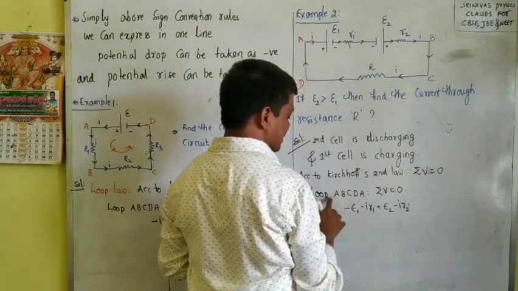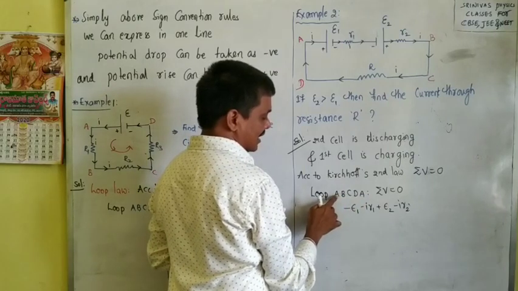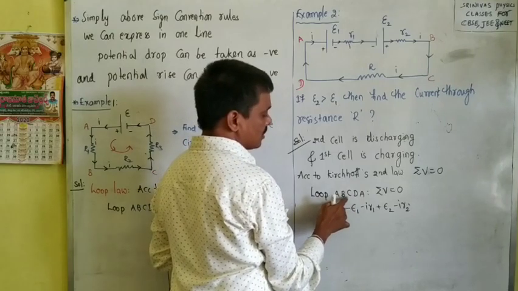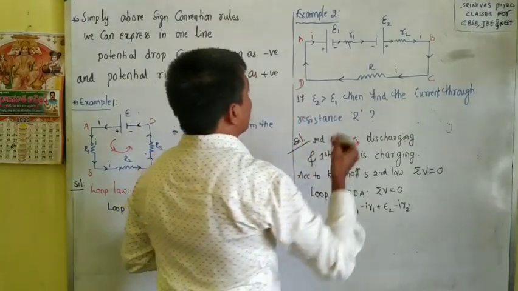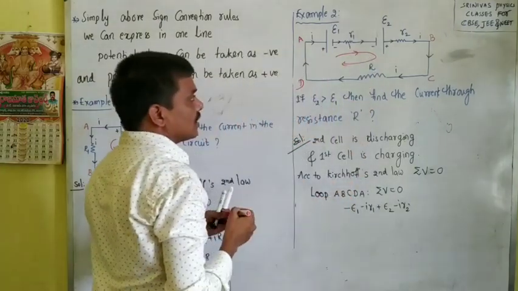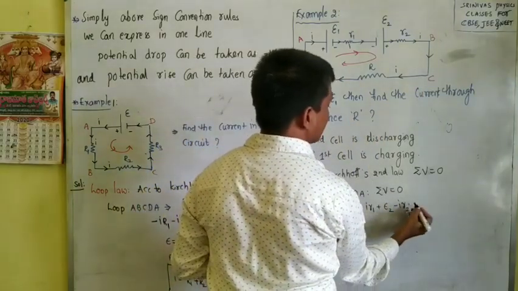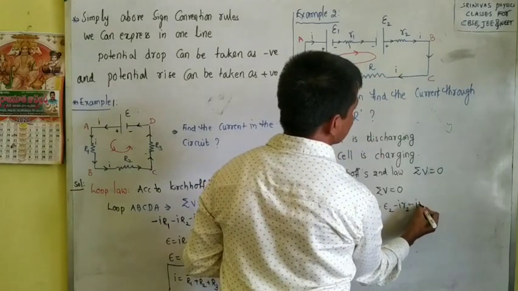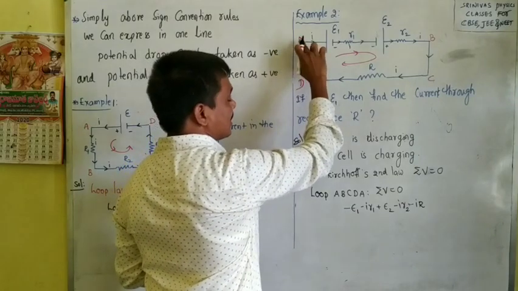I am also going along the selected loop path: A to B, B to C, C to D, D to A. I am traveling like this, the A, B, C, D, A loop. In C to D I am going in the direction of current. In the direction of current, if you go across the resistance, then you have to take negative, minus IR. Then D to A, no potential difference because it is a conductor.